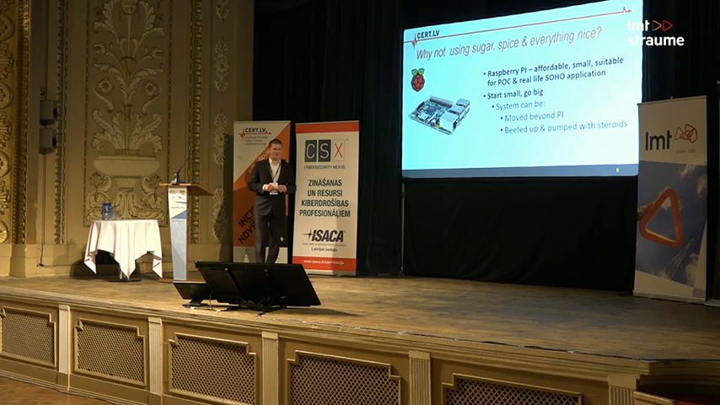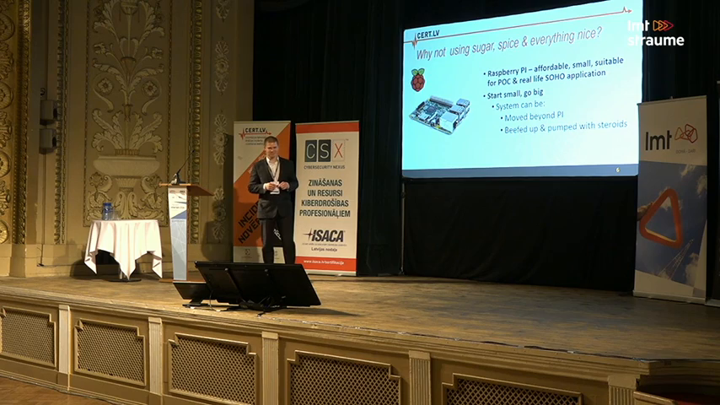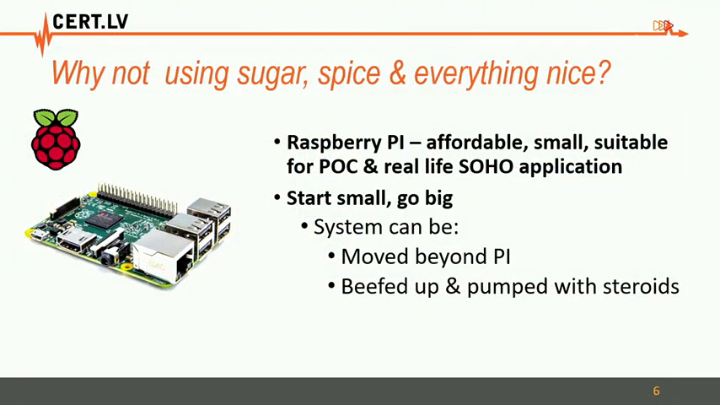So why not use sugar, spice, and everything nice for the layer cake, right? And here are some thoughts and explanation on why we have chosen those things. As I mentioned, Raspberry Pi is affordable. Its small form factor is suitable for a proof of concept and actually for real-life SOHO, so small office, home office applications as well.